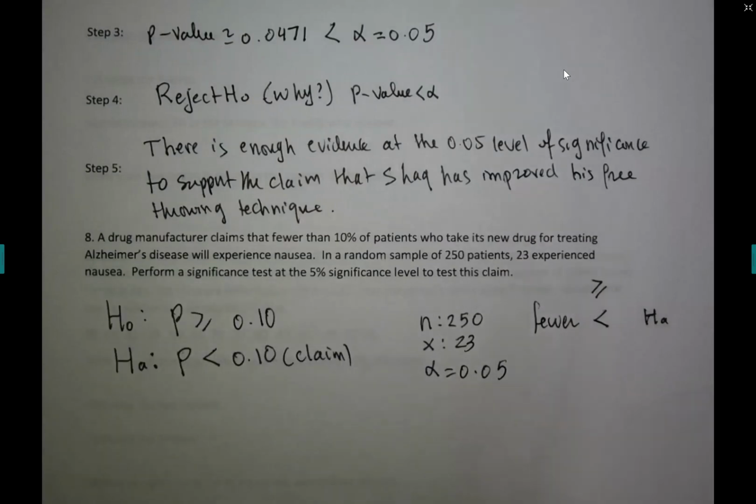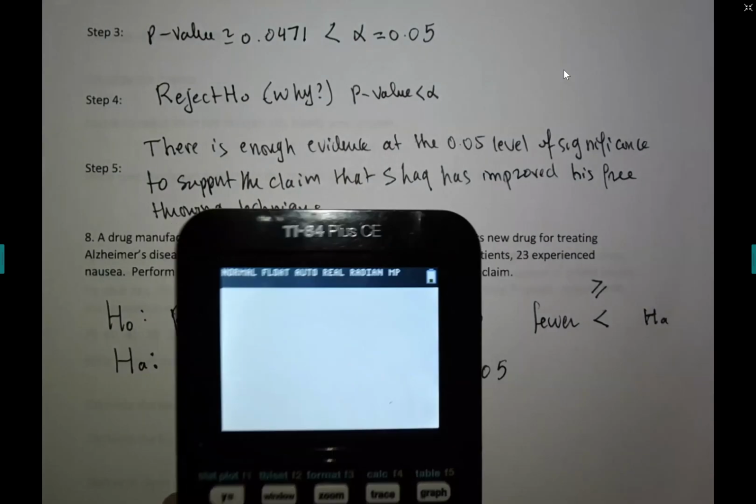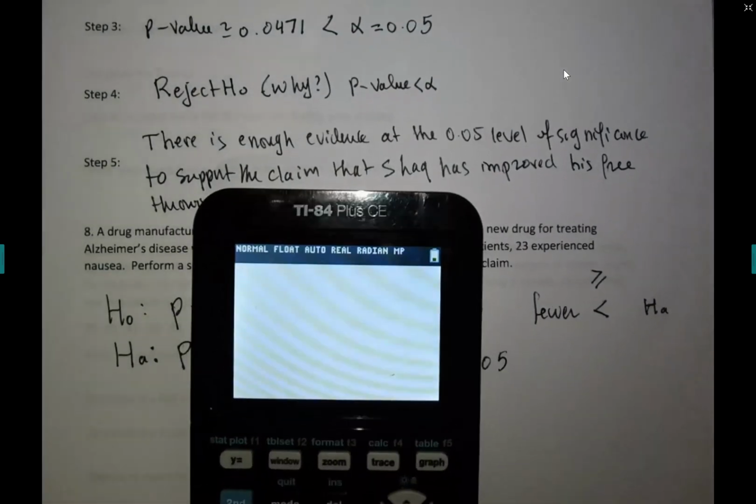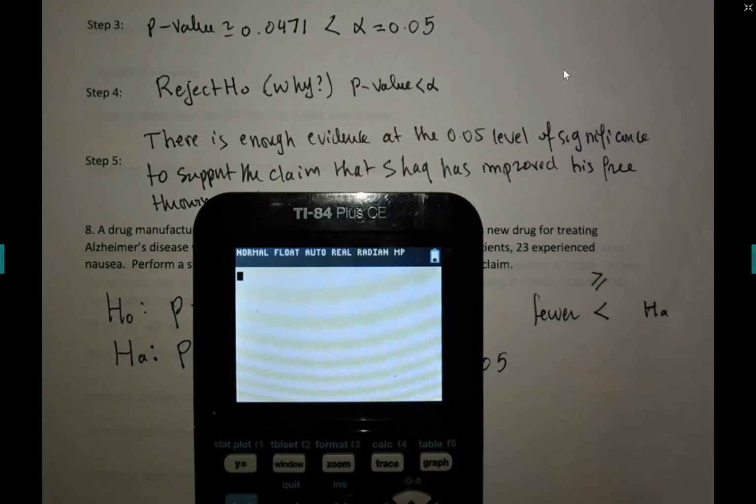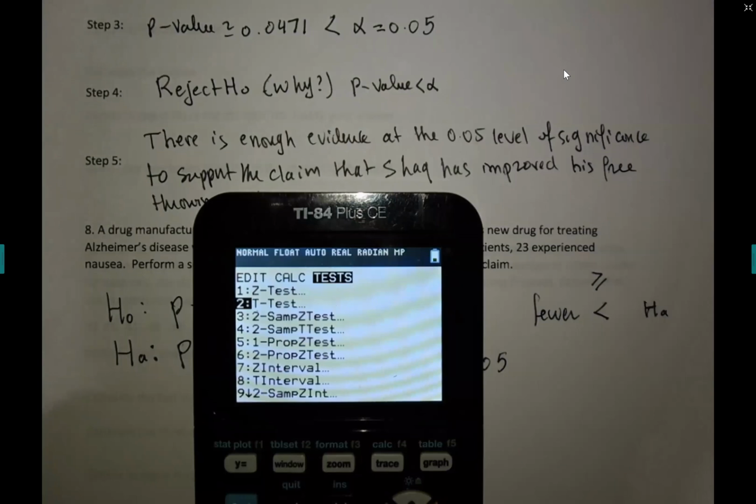We don't need to verify whether we use the claim. He didn't ask me to verify anything. When you do your homework online, it will ask you, find N times P, find N times Q, and check the requirements. Both of them must be bigger than 5. If one of them is less than 5, then you will not be able to perform the test. So stat, tests, number 5, guys.